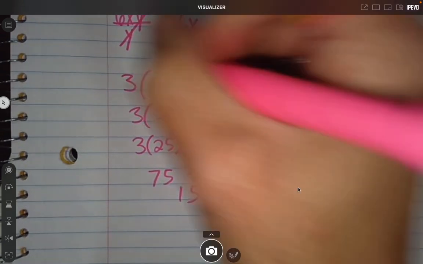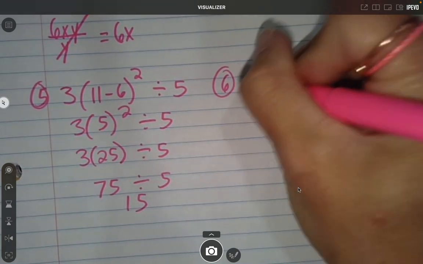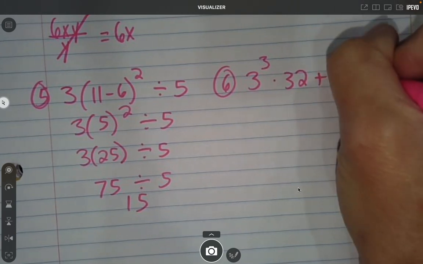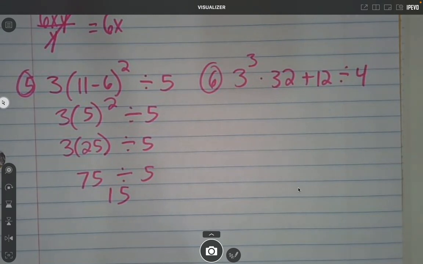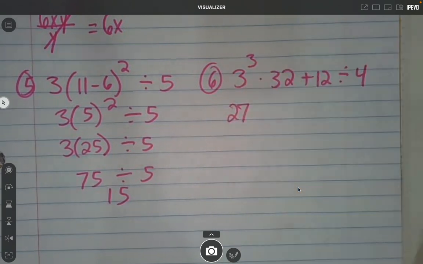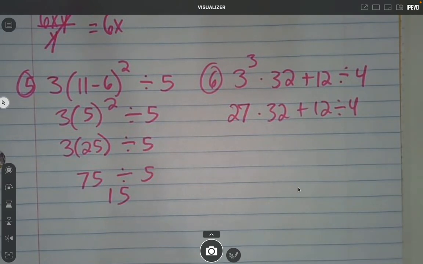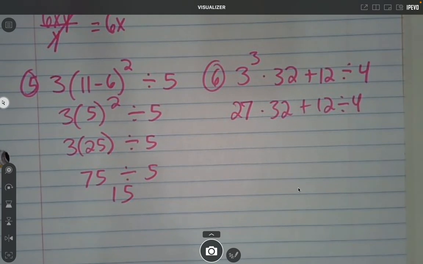Then number 6, that was 5. I'm going to write 6 on this paper too. 3 to the 3rd power times 32 plus 12 divided by 4. Okay. So no parentheses. Now exponents. What's 3 to the 3rd power? 27. And I'm just going to write everything else down. Now we multiply and divide from left to right. So what is 27 times 32? It's like 846 or something like that. Is 846? That's what, 864?